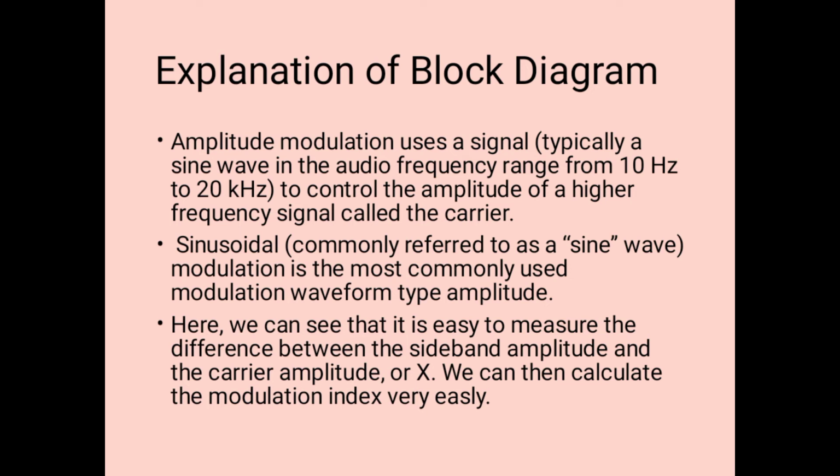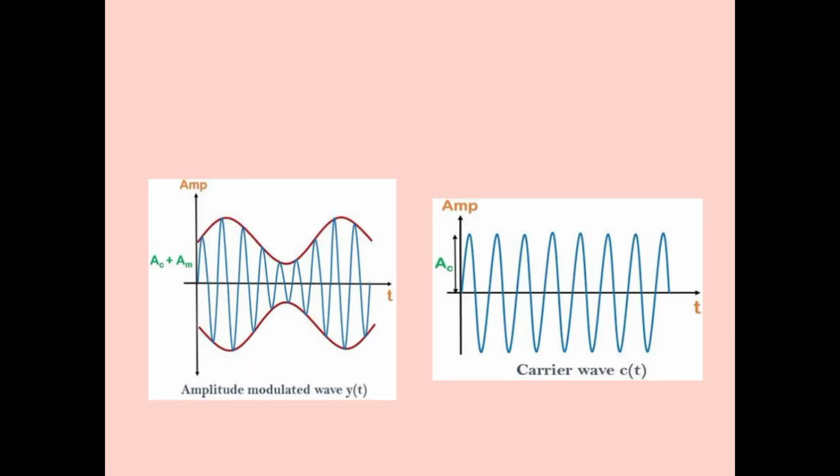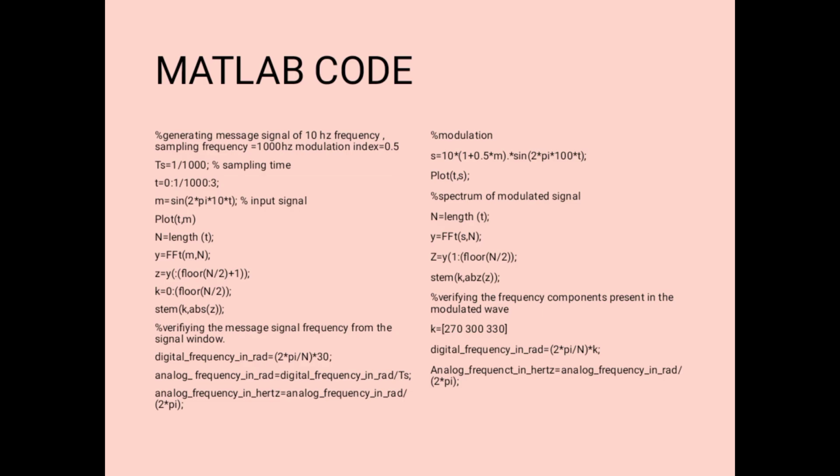Sinusoidal modulation, commonly referred to as sine wave modulation, is the most commonly used modulation waveform type for amplitude modulation. Here we can see that it is easy to measure the difference between the sidebands amplitude and the carrier amplitude. We can calculate the modulation index very easily. So this is the waveform, the carrier wave and the amplitude modulated wave.